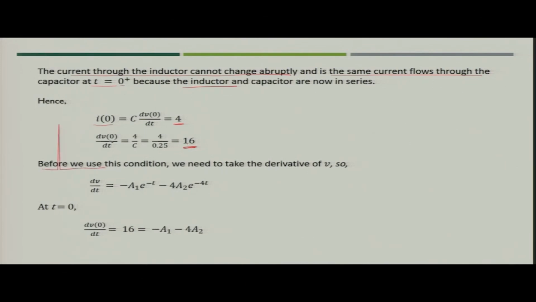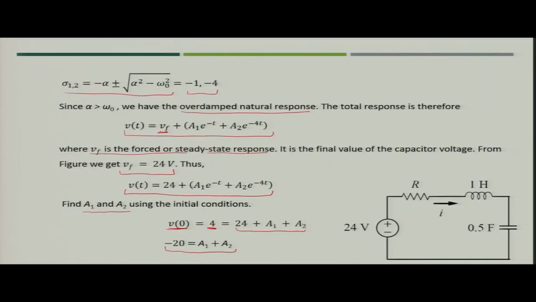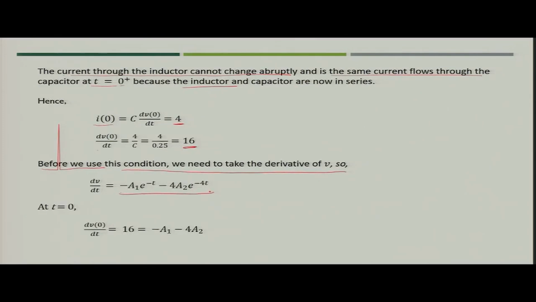Now, before using this condition, that is dV by dt at time t is equal to 0, we have to first take the derivative of V. So, we know that this is the value of V at time t. Let us take the derivative of this. When we take the derivative, we get the value of dV by dt as minus A1 e to the power minus t minus 4 A2 e to the power minus 4t. Now, you put t is equal to 0. So, you get another equation for A1 and A2, that is minus A1 minus 4 A2 is equal to 16.